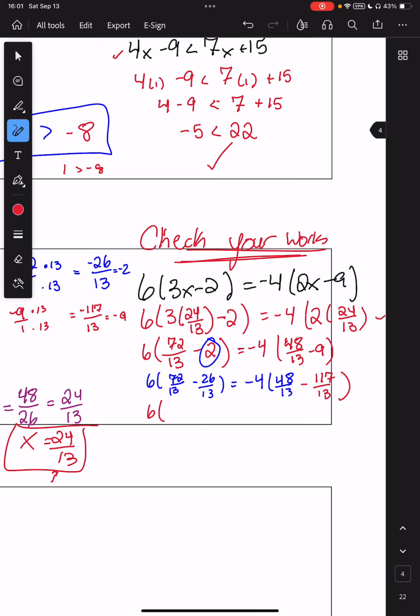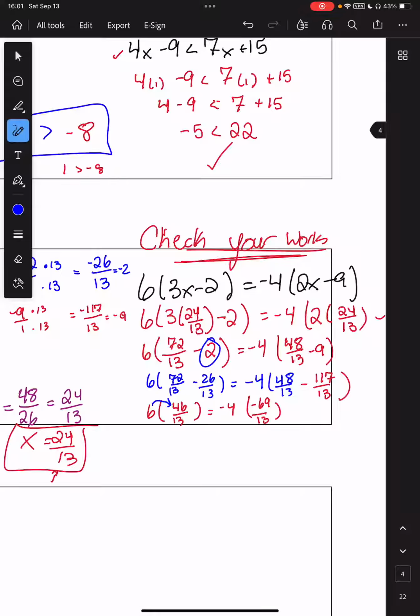So 72 over 13 minus 26 over 13 is 46 over 13. And we say that that's equal to negative 4. And then we have 48 over 13 minus 117 over 13. And that just simplifies to negative 69 over 13. So now what we want to do is let's distribute this 6 into our 46 over 13. So now our numbers might be getting a little bit bigger, but it will reduce.